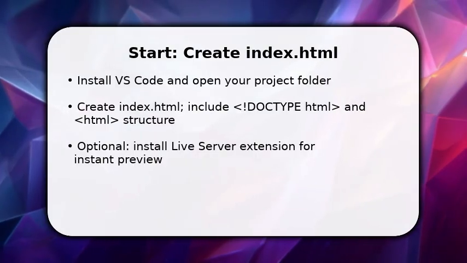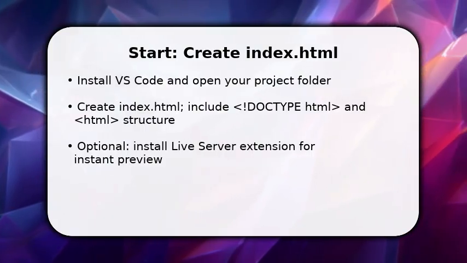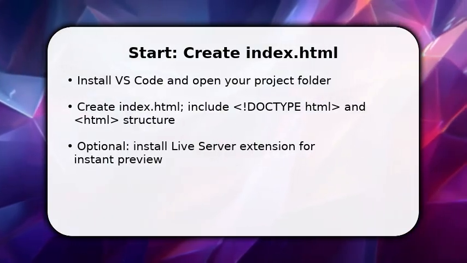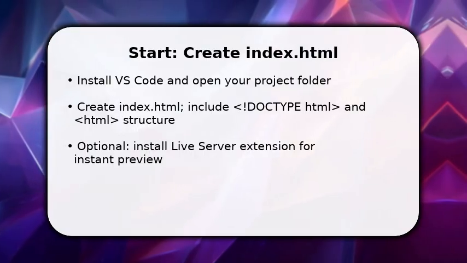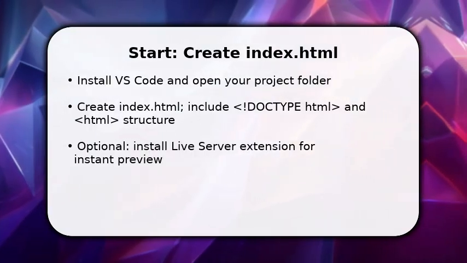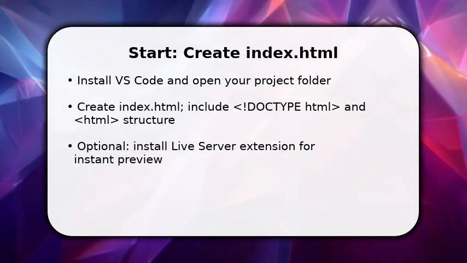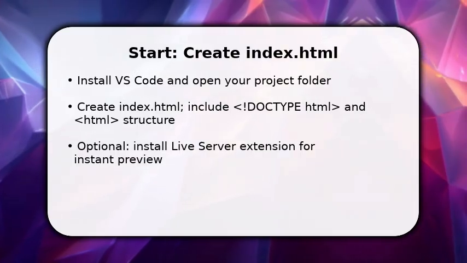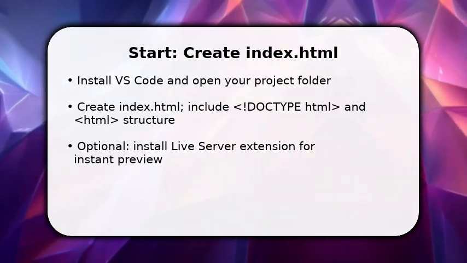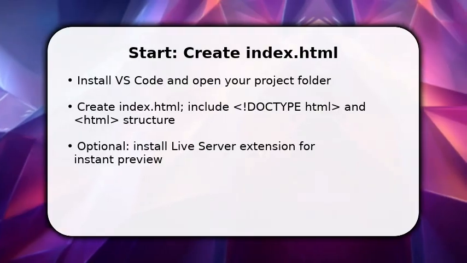You start by opening VS Code and creating an index HTML file in your project folder. Make sure you include the basic doctype HTML and HTML skeleton so the browser interprets markup correctly. Once done, place the cursor where the link should go and use Emmet or type manually. You do this now because structure matters for relative paths.